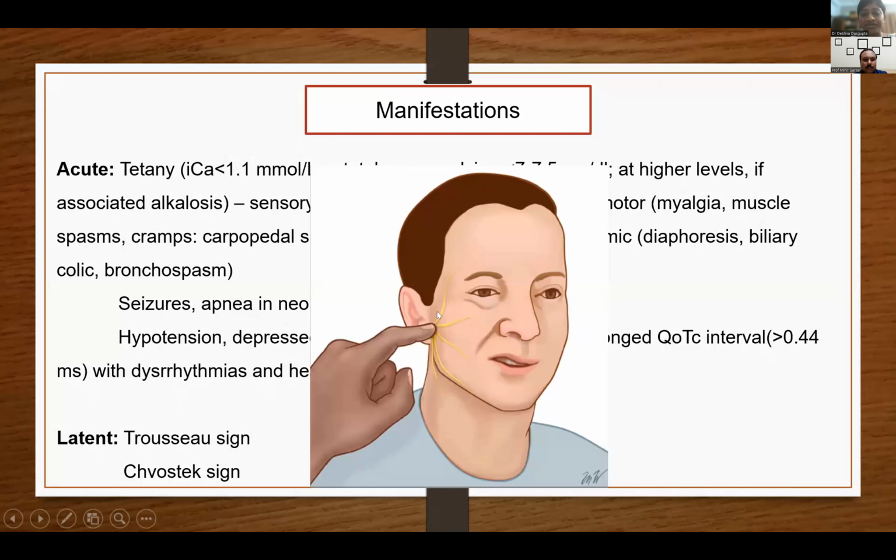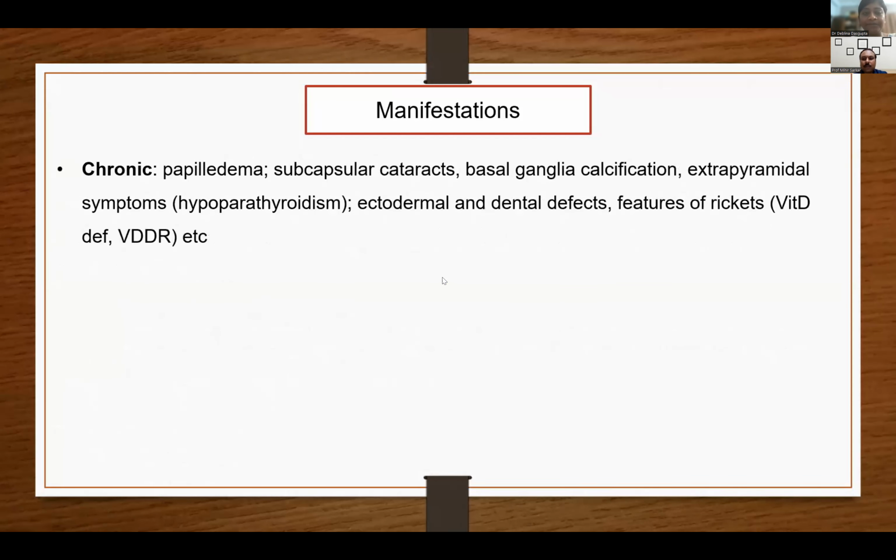Another sign is the Chvostek sign, which happens when we tap the facial nerve in front of the tragus, and that will cause twitching of the ipsilateral facial muscles. Now, if the hypocalcemia is chronic, it can result in papilledema. Very often the manifestations depend upon the underlying cause. For example, subcapsular cataract and basal ganglia calcification can occur if there is hypoparathyroidism. Ectodermal and dental defects and other features of rickets can occur if there is calcipenic rickets present.